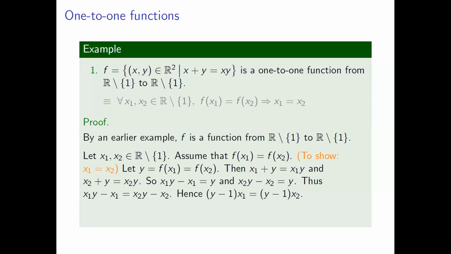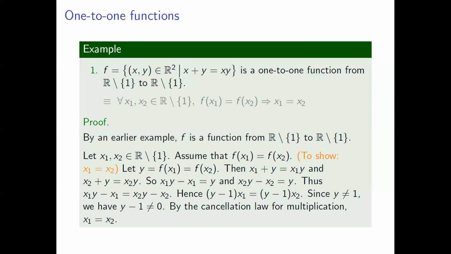Hence, y minus 1 times x1 equals y minus 1 times x2. Since y is not equal to 1, y minus 1 is non-zero. By the cancellation law for multiplication, x1 equals x2. This proves that f is one-to-one, as claimed.